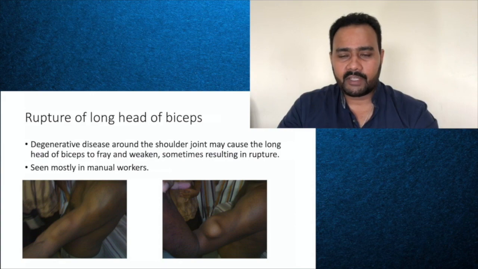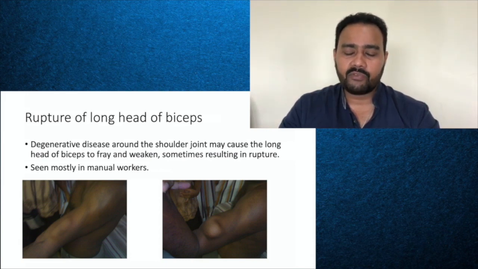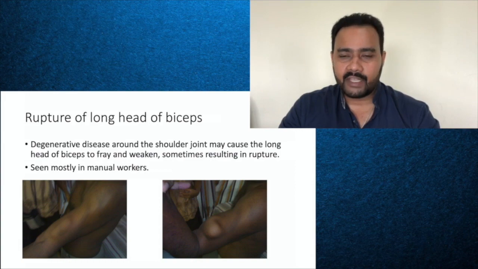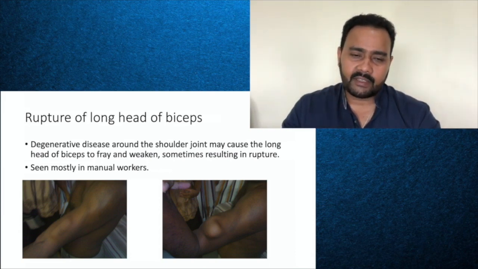It usually occurs whenever there are degenerative diseases around the shoulder joint, which cause weakening of the long head of the biceps, and sometimes it will rupture. It is usually common in manual workers. Whenever they do manual work with a degenerative disease around the shoulder joint, it weakens the long head of the biceps, and it can result in rupture. Usually they come without any pain, without any feature. All of a sudden they see there is a lump. Whenever they extend, they won't see any lump because the biceps is not contracting.